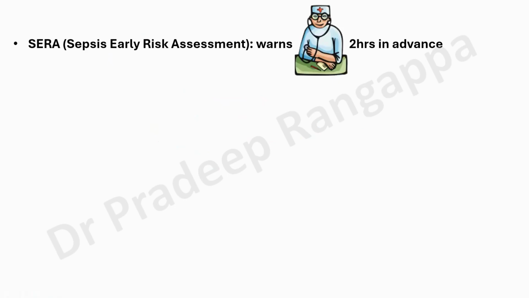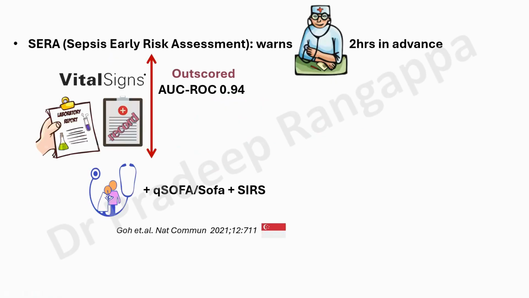And this is another one called SERA, which is Sepsis Early Risk Assessment Algorithm. And they found this algorithm warns the clinicians 2 hours in advance before the manifestation of sepsis. So this is from Singapore. Again, they compared this with the conventional clinical examination, Q-SOFA and SOFA, which we use to diagnose sepsis, and SIRS. So they had two groups. One, they used conventional clinical means with Q-SOFA, SOFA, and SIRS. And they compared with this algorithm called the SERA algorithm, Sepsis Early Risk Assessment.